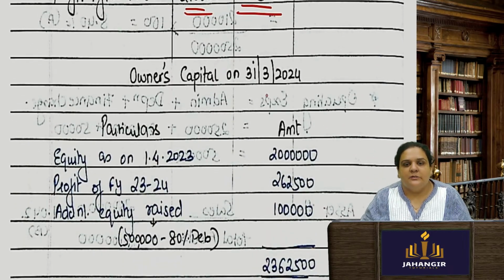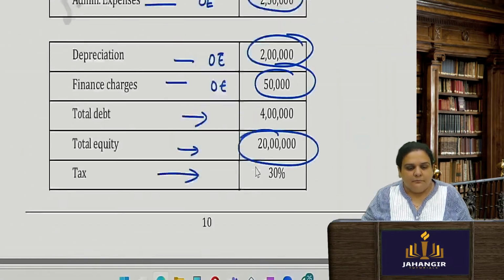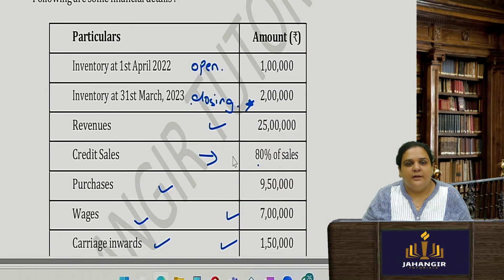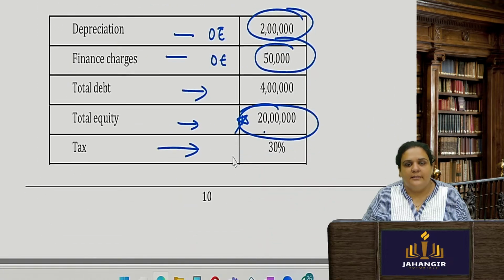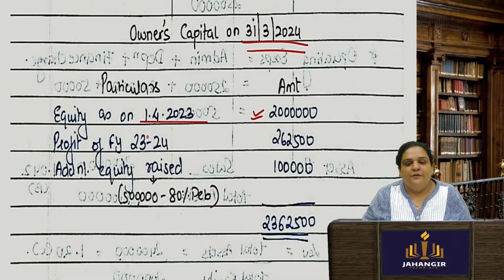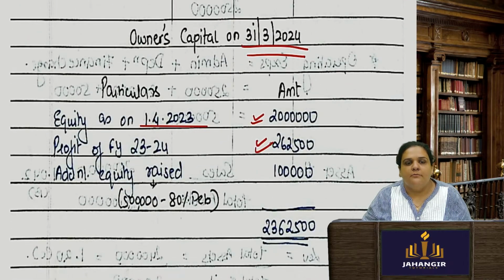Owner's capital as on 31st of March 2024. Equity share capital as on 1st of April 2023 was 20 lakhs. They have given me that. Then the profit for the year which I made, 2,62,500 in the P&L account. And additional equity which I raised, 5 lakhs.